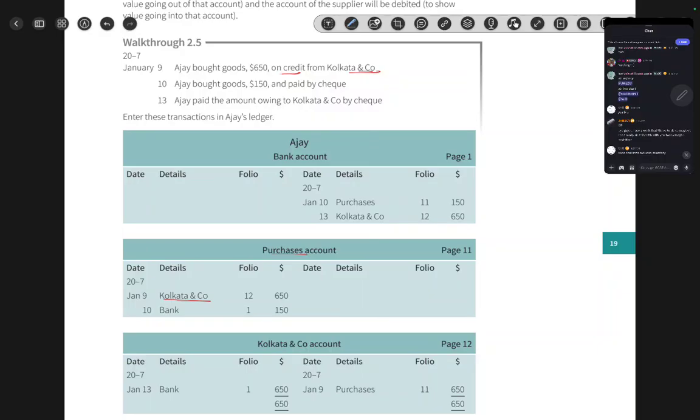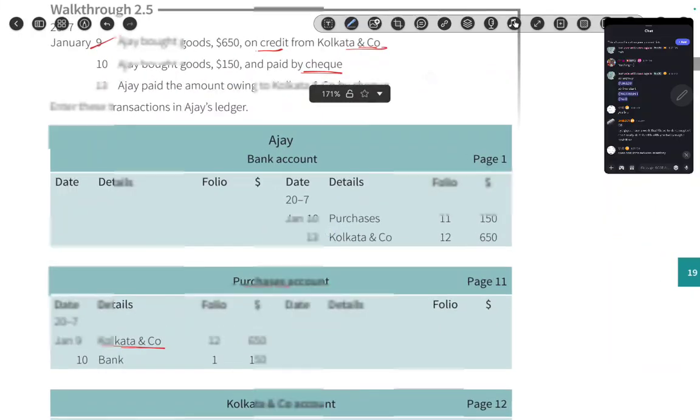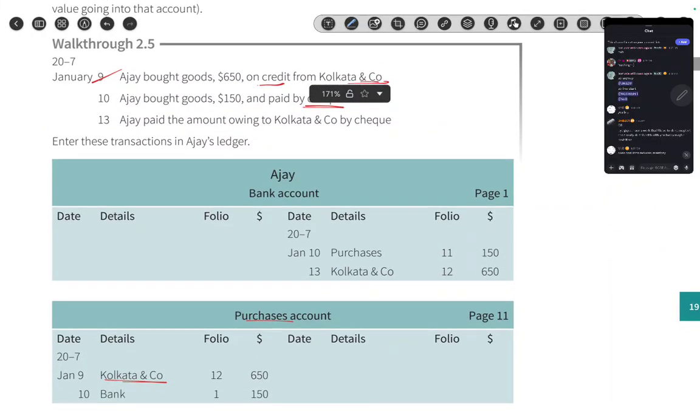This is what exactly happened in the first transaction. Go to the second one. Ajay bought 150 and paid by check, so your bank balance reduces by 150, so you credit bank by 150. And what causes it to reduce?